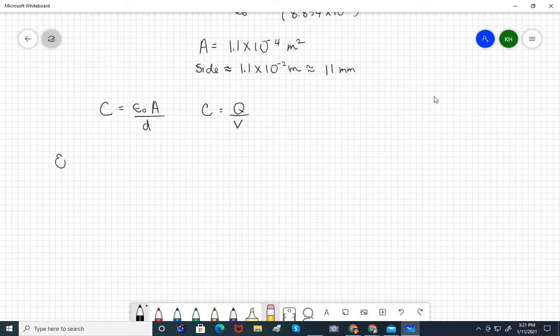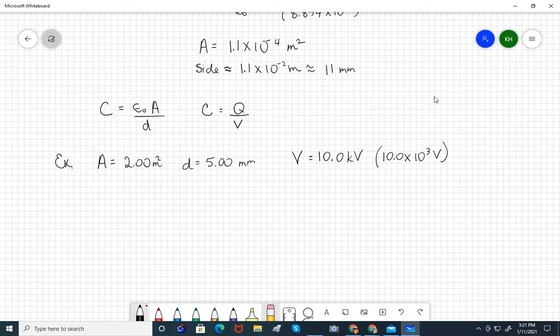So this example says the plates have an area of 2 square meters. They are separated by a distance of 5 millimeters, and it is connected to a voltage supply, so there's a potential difference of 10.0 kilovolts. You want to remember that that's going to be 10.0. Kilo is 10 to the third volts, so a 10,000 volt potential difference there.